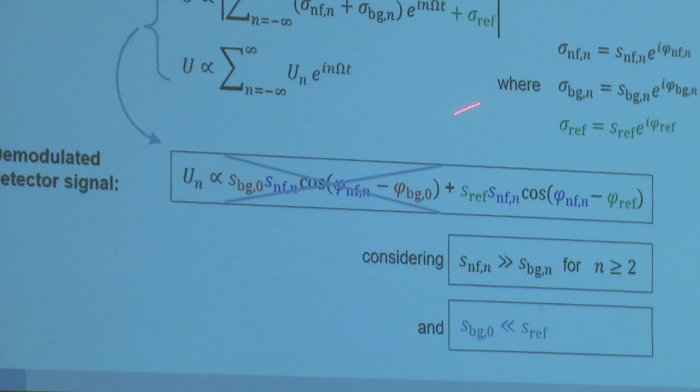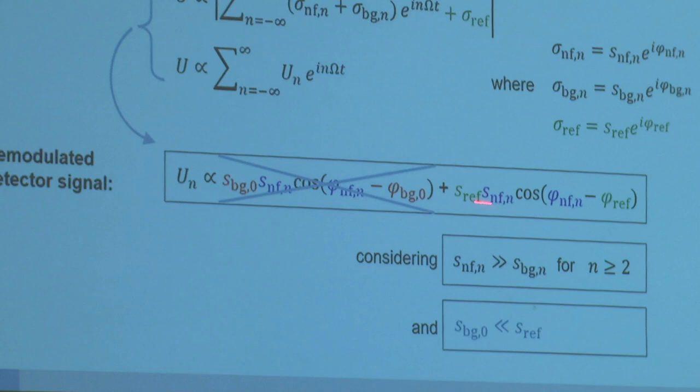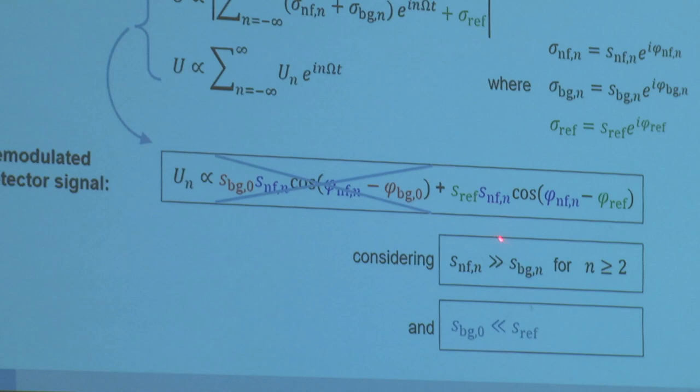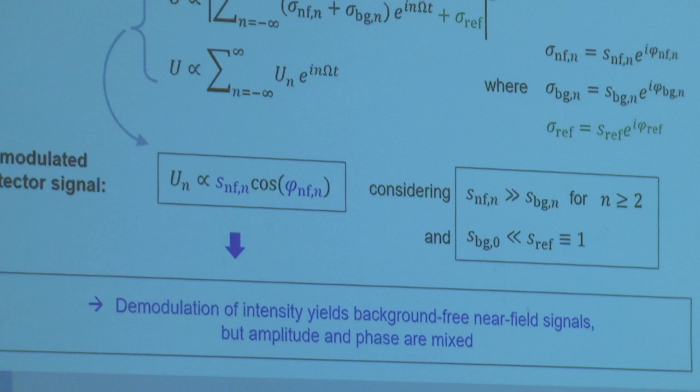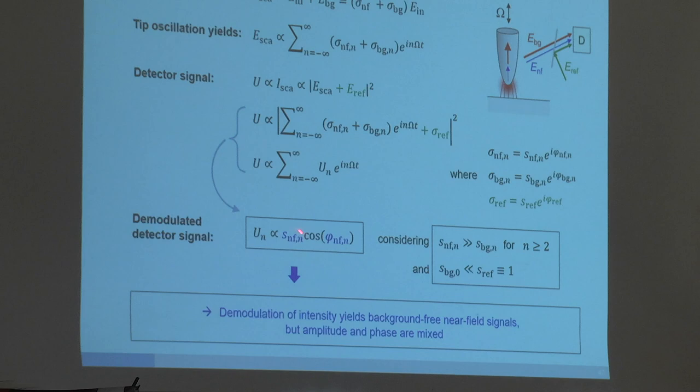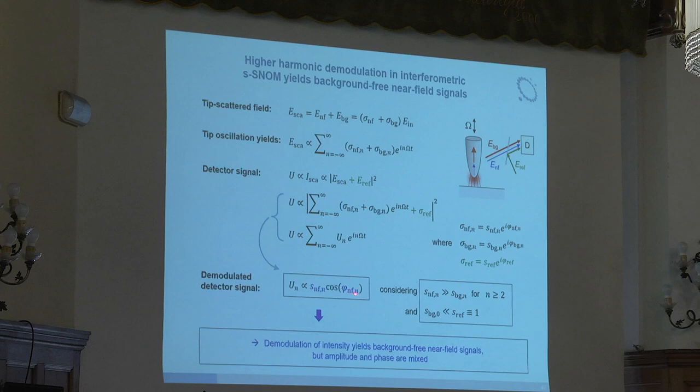But now we still do not have the blue numbers, we have these. We have the green numbers, let's assume we know them, right? But then we have the amplitude and the phase mixed up, so we need to separate that. So again, this here, I said we can set by definition to 1, and then the detector signal is the amplitude multiplied with the cosine of the phase at the nth harmonic, and only the near field is there.